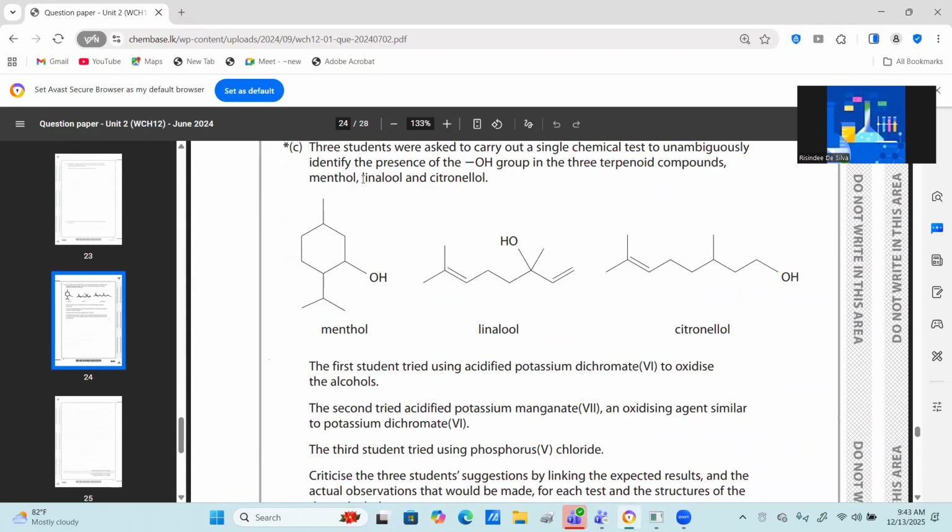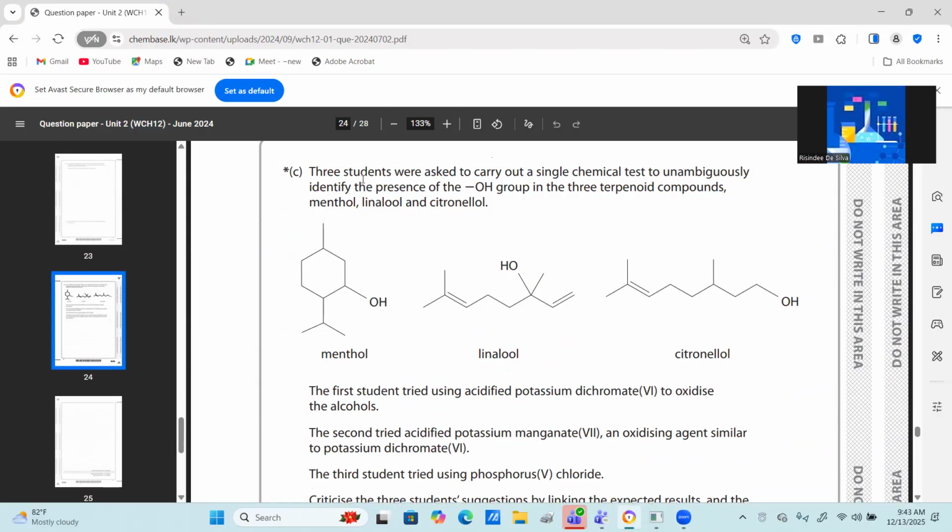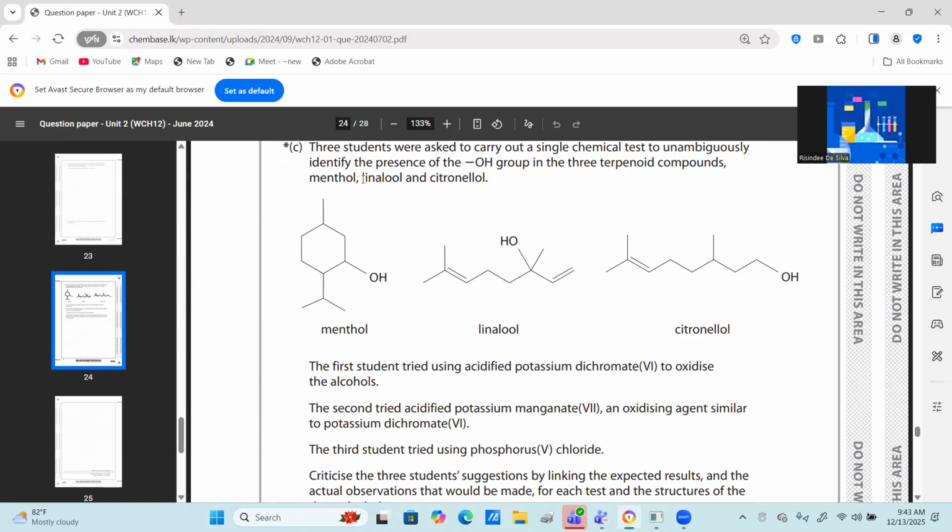Okay, the last one. 3 students were asked to carry out a single chemical test to identify the compounds. So for the first child, if I add potassium dichromate and sulfuric acid, we can easily identify menthol and citronellol because both of them are secondary and primary alcohols, while linalool is a tertiary alcohol. Then after identifying these two, we can add bromine water. Then citronellal will react with bromine water.